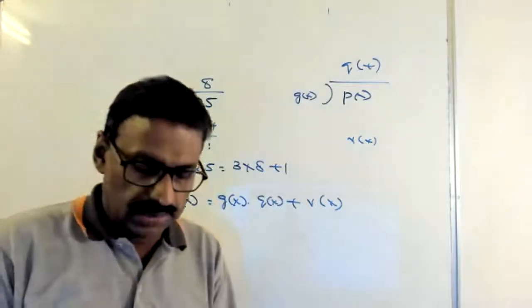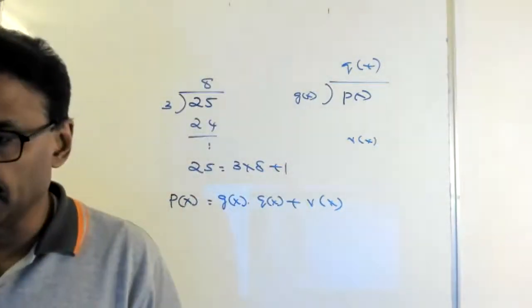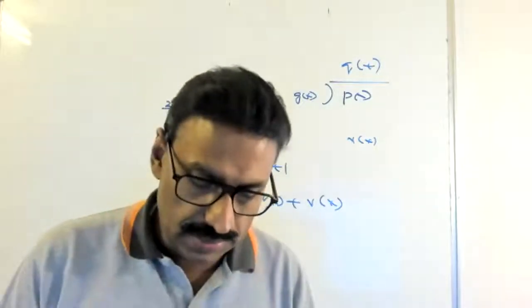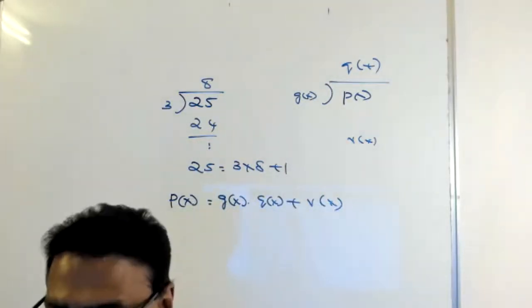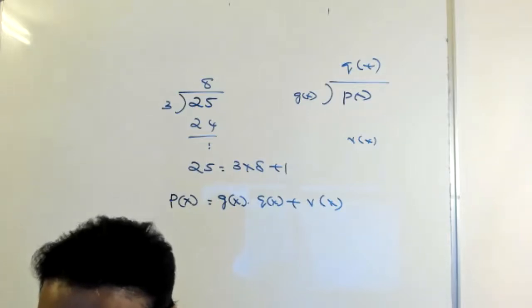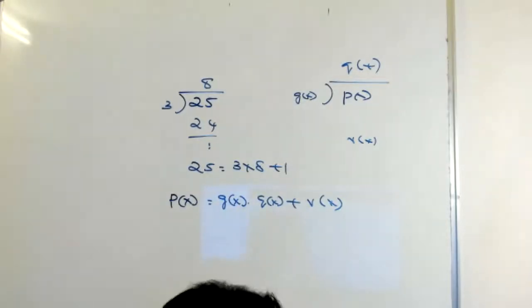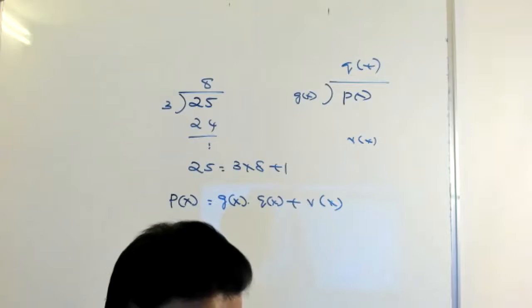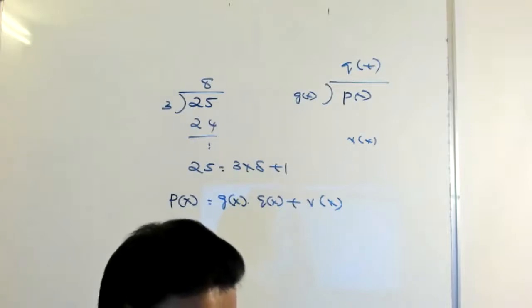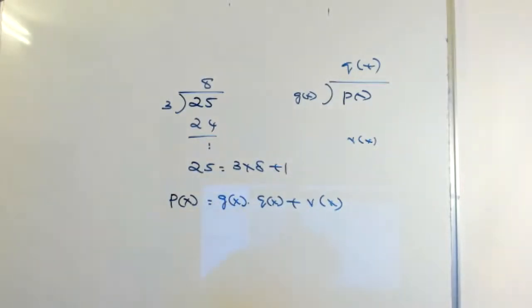You write this one. You have to learn this by heart. First write the heading: division algorithm for polynomials. Sir, can you repeat the spelling of algorithm? A-L-G-O-R-I-T-H-M. Division algorithm for polynomials. Okay, then write.